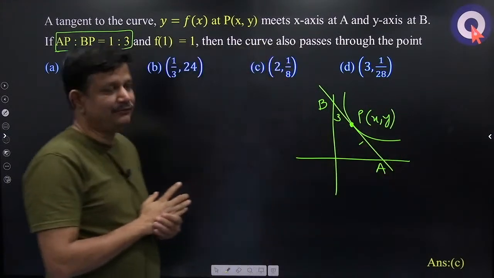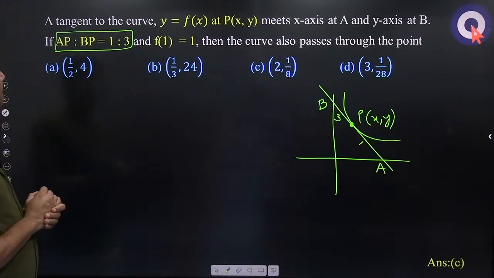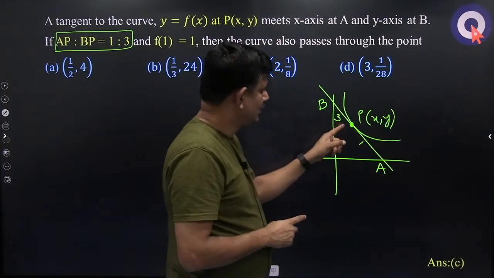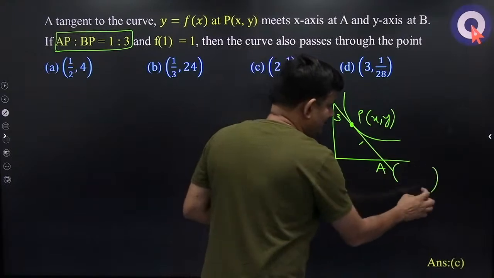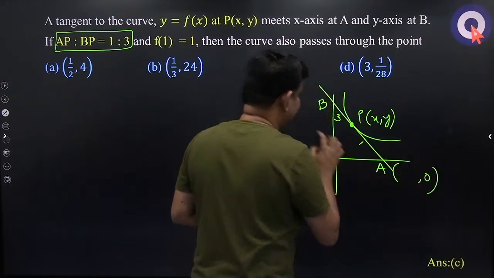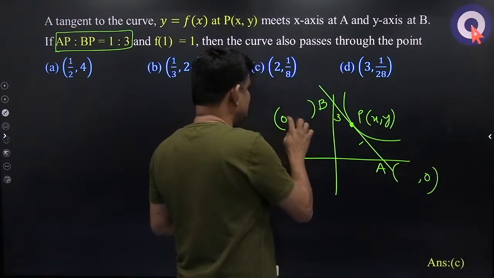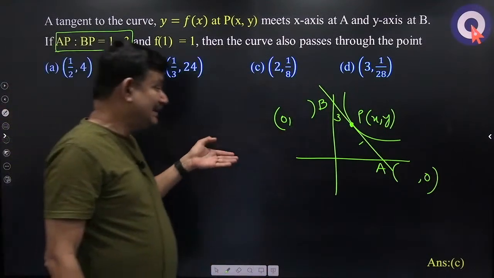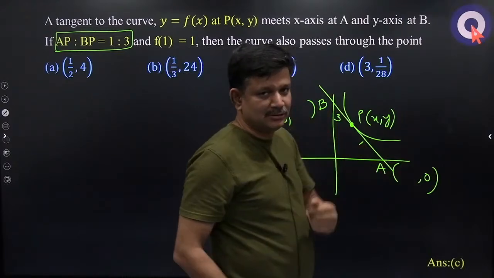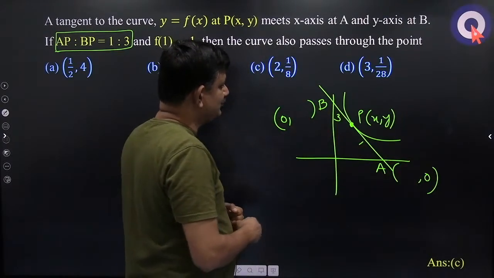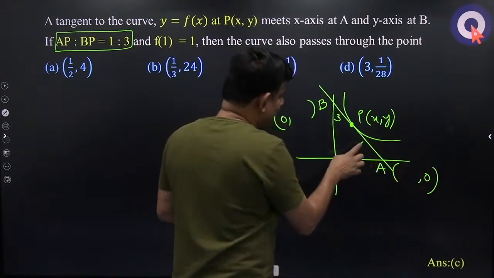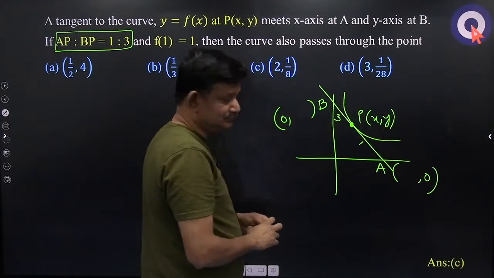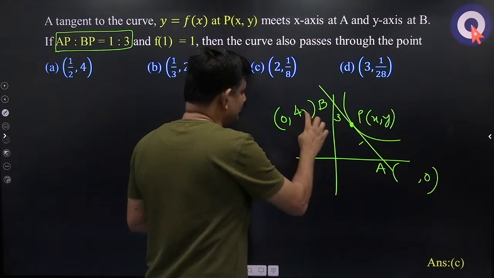So can you straight away find the tangent equation? What will be the tangent equation? See, B, because it is on y-axis, will be 0 comma something. A, because it is on x-axis, is something comma 0. Now apply section formula. 3 into 0 plus 1 into whatever should be equal to 4y. So this point is how much? 4.